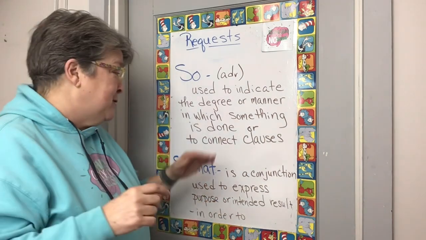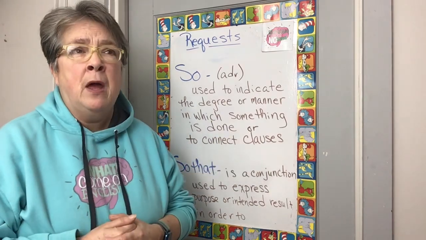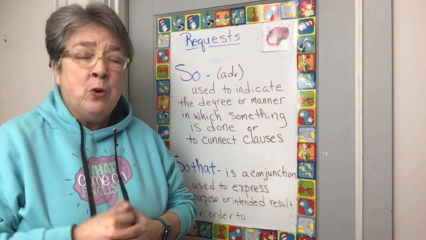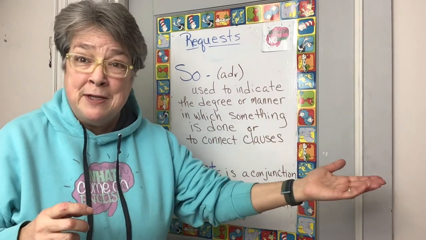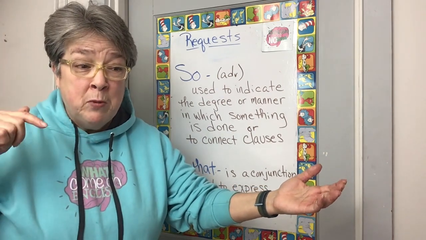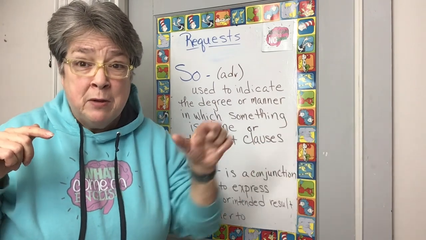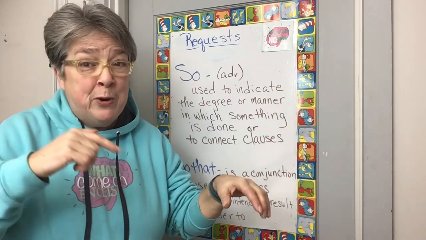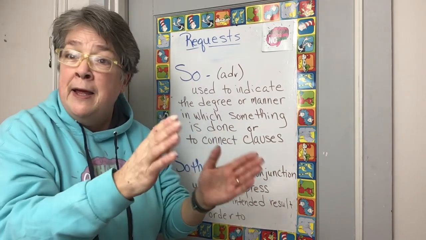Okay, and "so" is also used to connect clauses. For example, we are going to the store, so you should give us your list. "We are going to the store" would be one clause. "You should give us your list," another clause. We can bring them together with "so." We are going to the store, so you should give us your list.